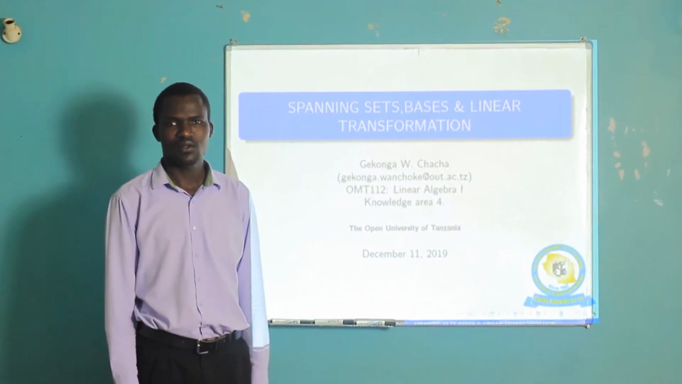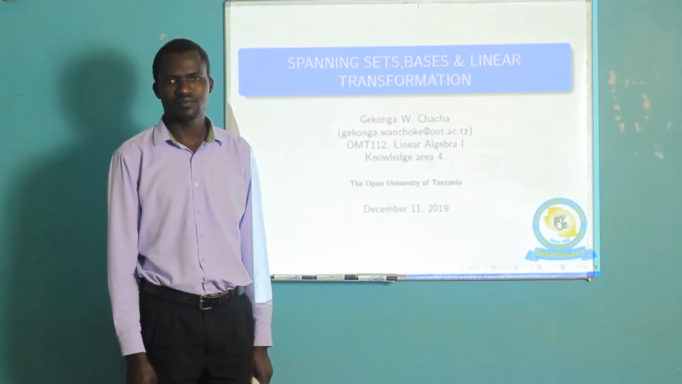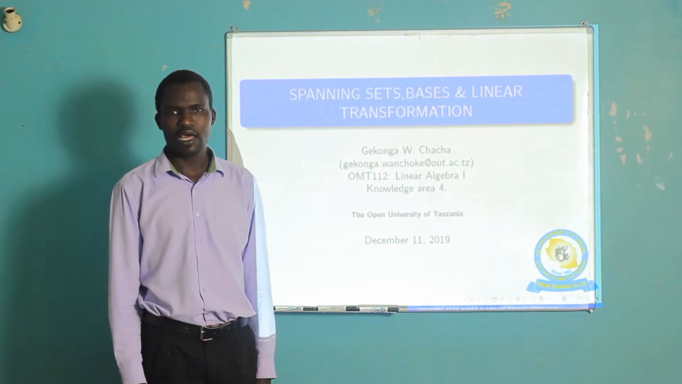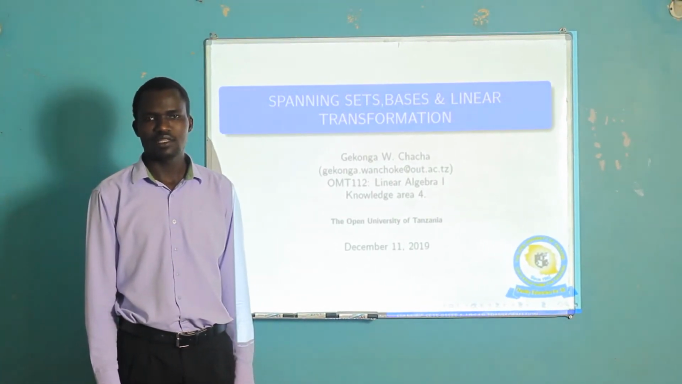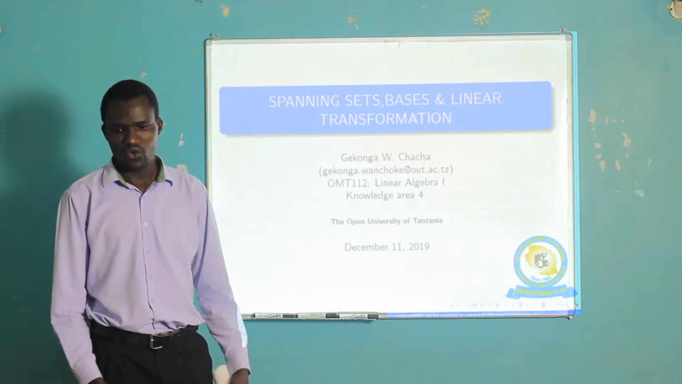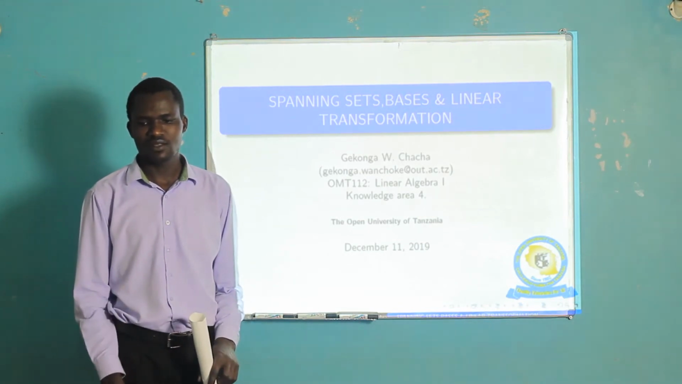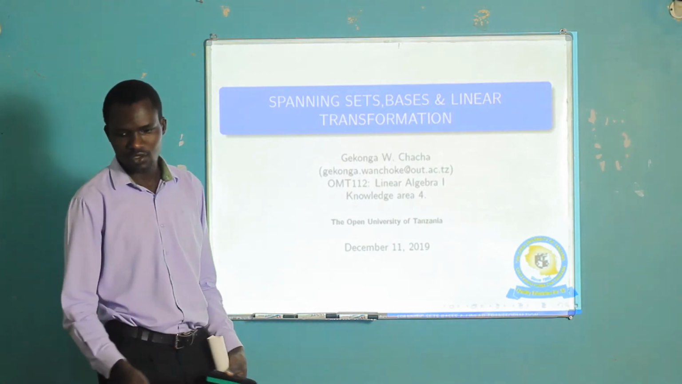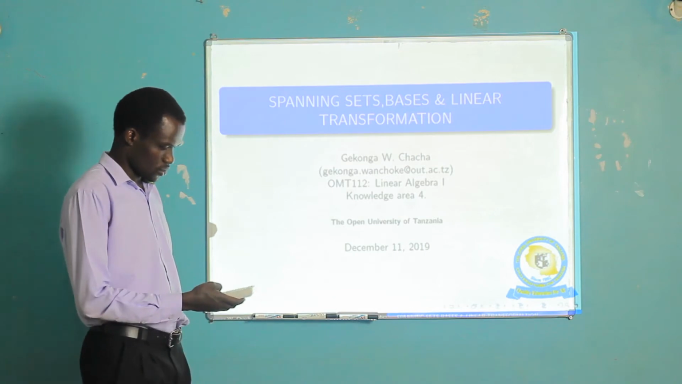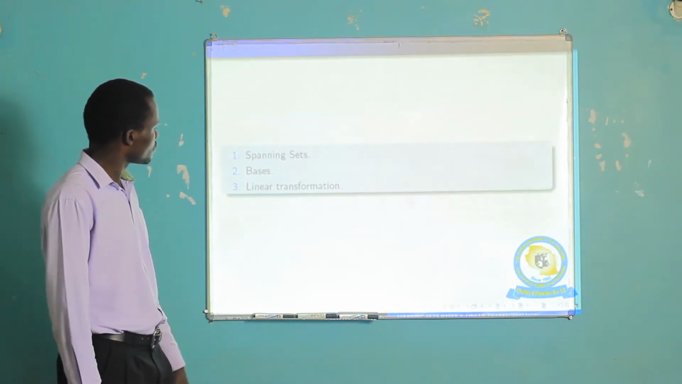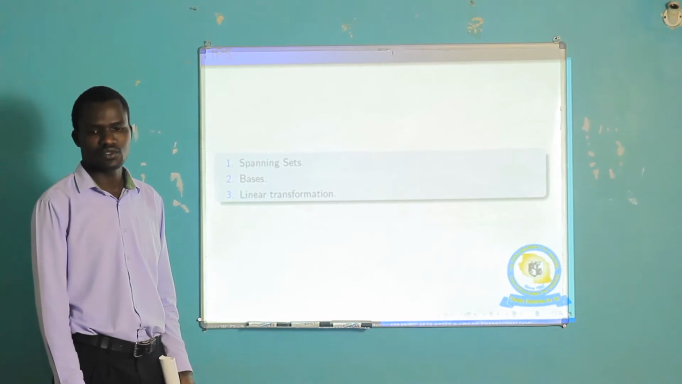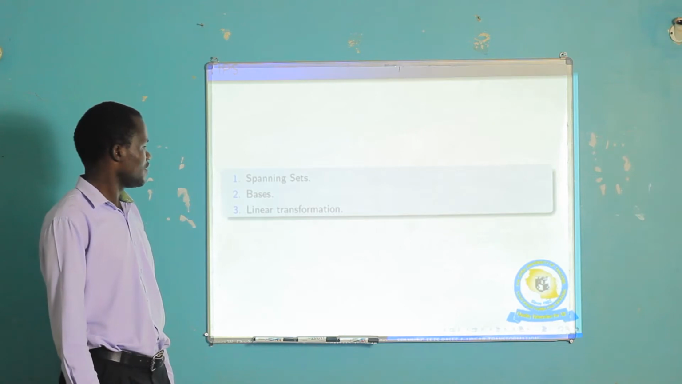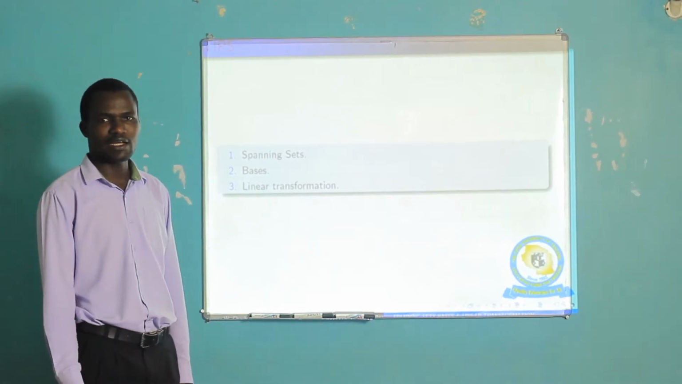My dear students, welcome to Linear Algebra 1, OMT 112. Now, we are going to see Knowledge Area 4, which covers spanning sets, bases, and linear transformation. In this lecture, we are going to cover these three things: spanning sets, bases, and linear transformation.